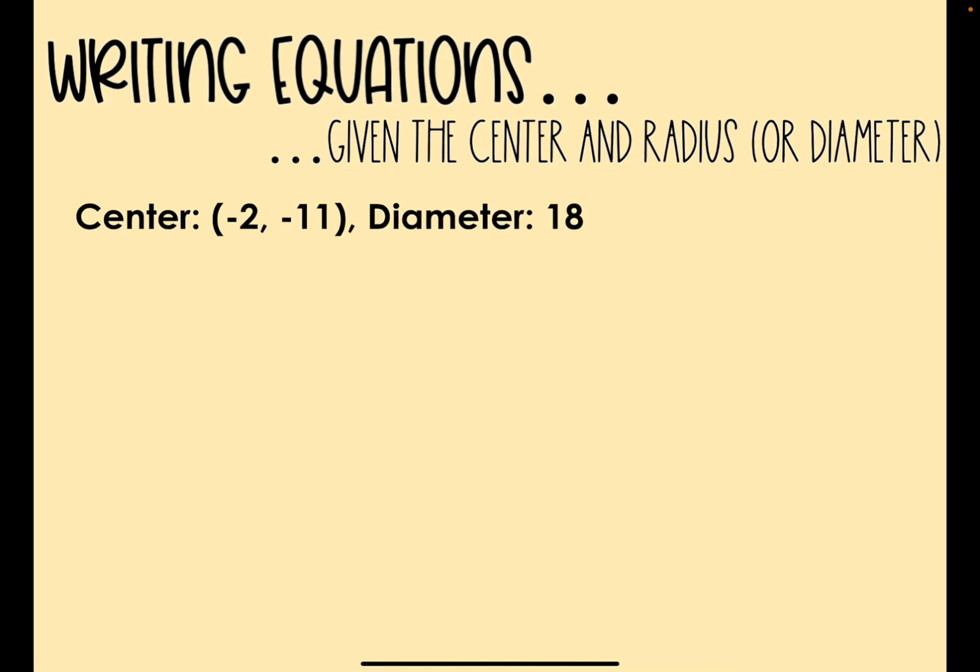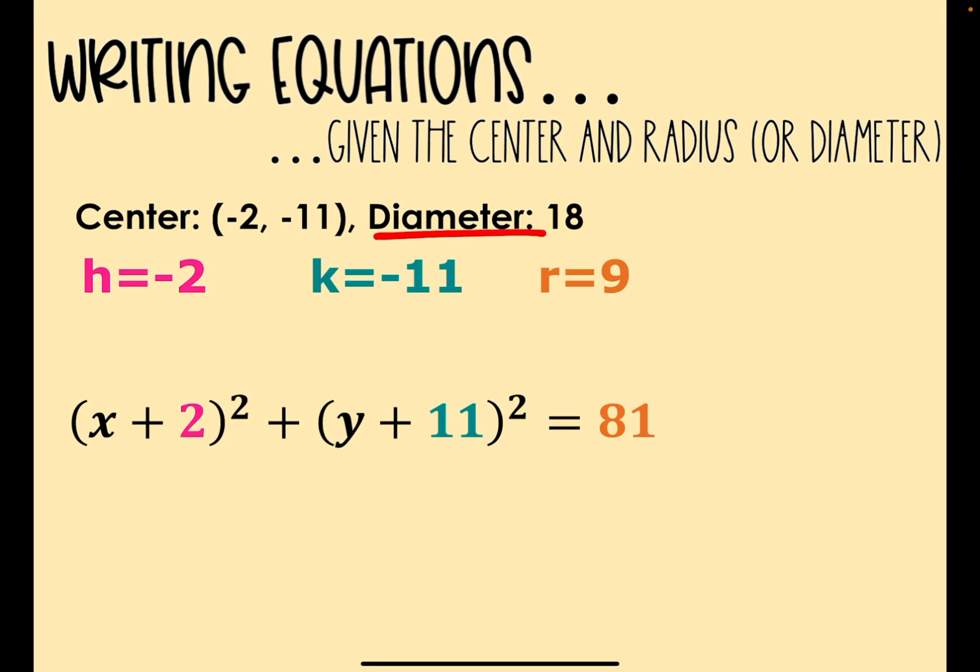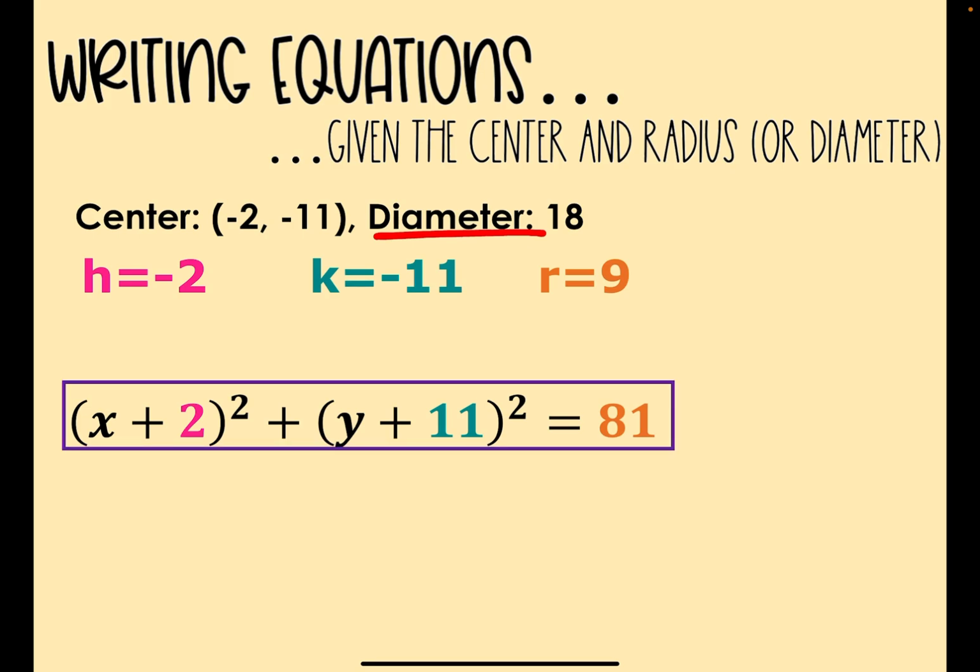Pretty easy. Now, if you've been given the diameter, remember, that means you're going to have to divide it by 2 to find the radius. I want you to pause the video, write your equation, and then check yours with mine. And this is what you should get once you've plugged it in. Remember, always check what they've given you. Diameter, radius, what do you got?